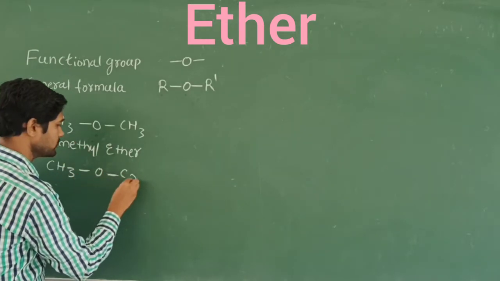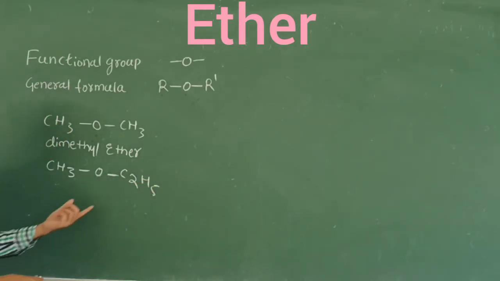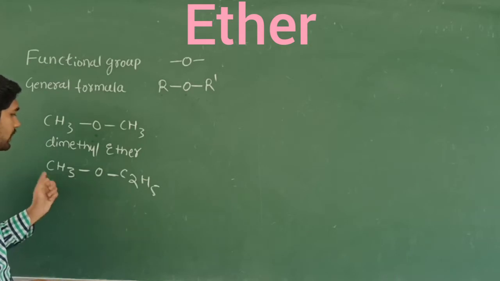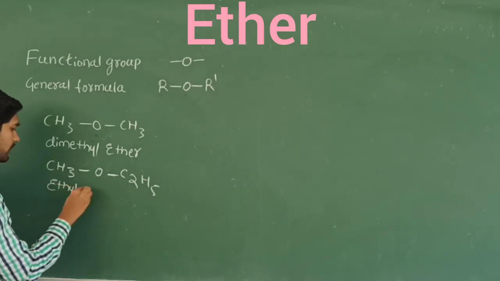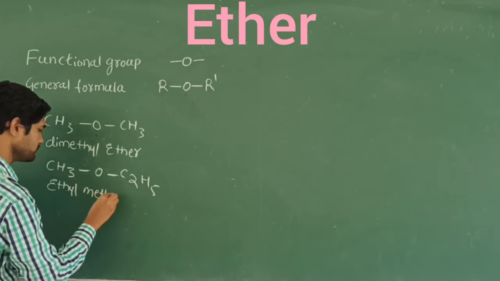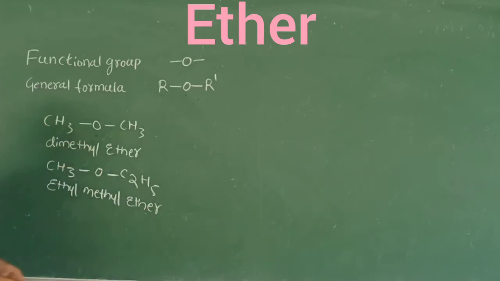So dimethyl ether. Similarly, if I take different groups, that is CH3OC2H5. So these are the different groups R and R dash like this, right? What is the name of this compound? One is methyl, one is ethyl. I will write first ethyl, then methyl, ether compound. So these are a few examples of these ethers.